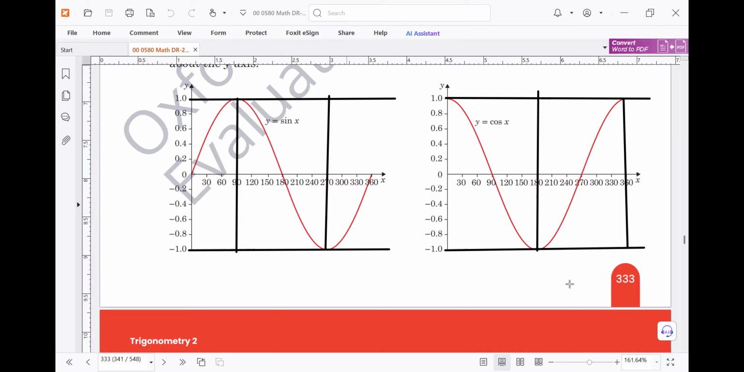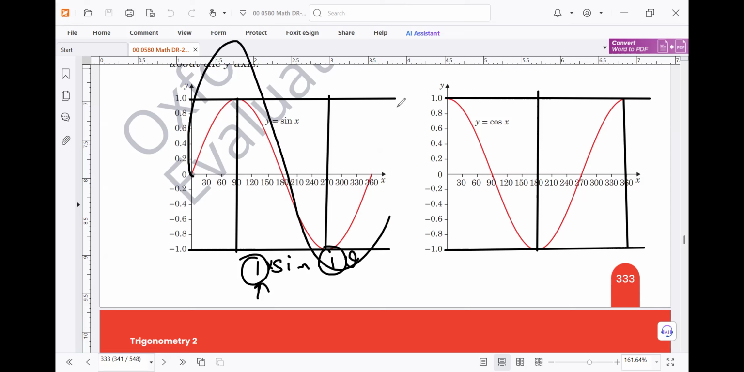Sorry, amplitude. The height will be decided by that, because you can consider this graph as 1 sine 1 theta, right? The moment this coefficient changes, the amplitude and period will change. Clear? If instead of 1 sin theta it becomes 2 sin theta, this will change. Amplitude is very simple, because the moment you multiply, it goes directly 2 times, like this. Correct? And for period, it is the opposite.